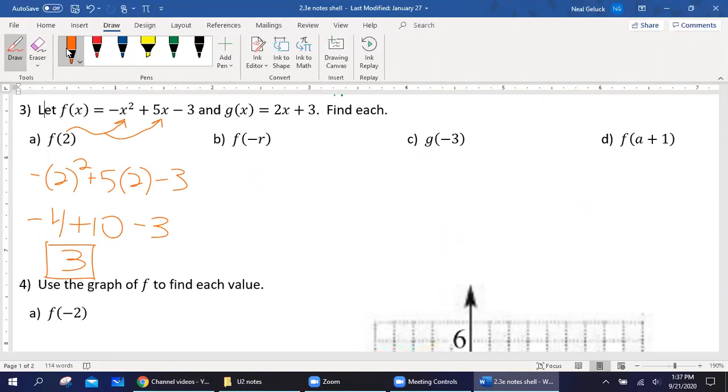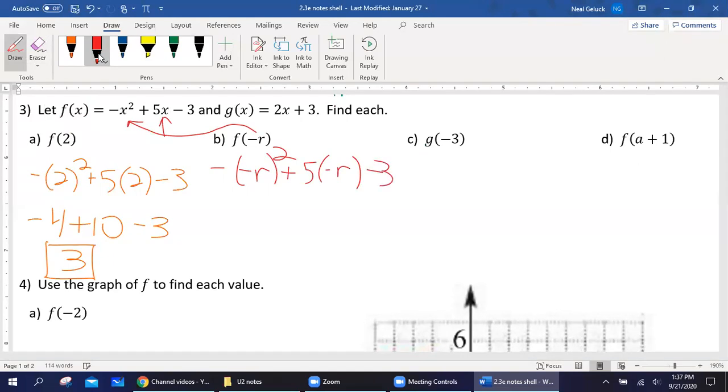For letter B, this is showing that it does not have to be a number. It can be a variable itself. So this means take negative r and plug it in wherever I see an x. This would be negative r squared plus 5 times negative r minus 3. Again, PEMDAS says to square first, so negative r squared would be positive r squared, but there's still a negative out in front. Minus 5r minus 3. Now you might be tempted to try to solve, but this is not solving. It's just saying plug it in. So that is my answer.